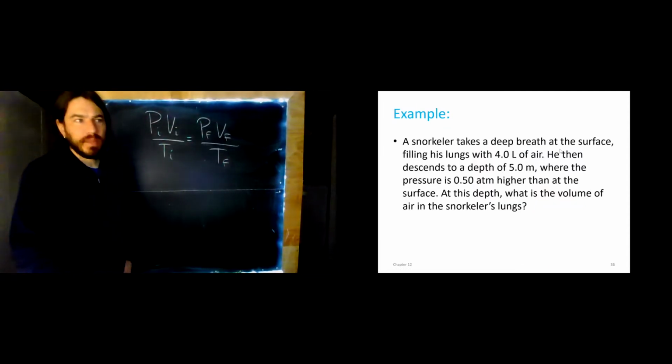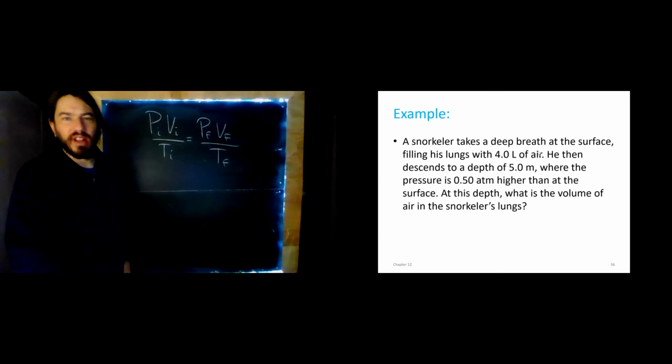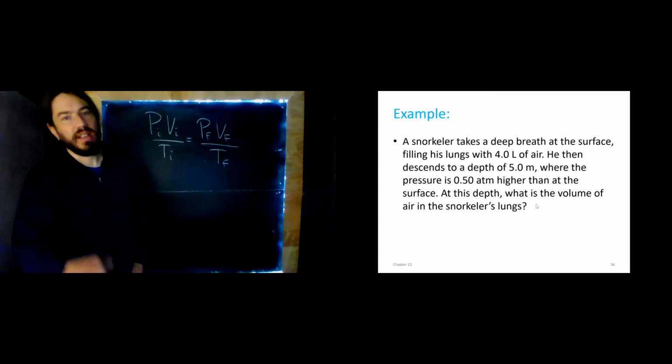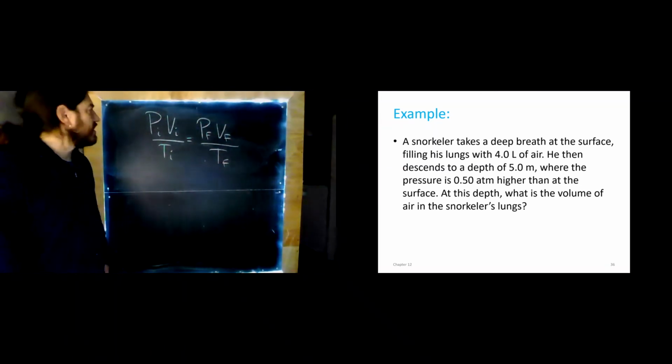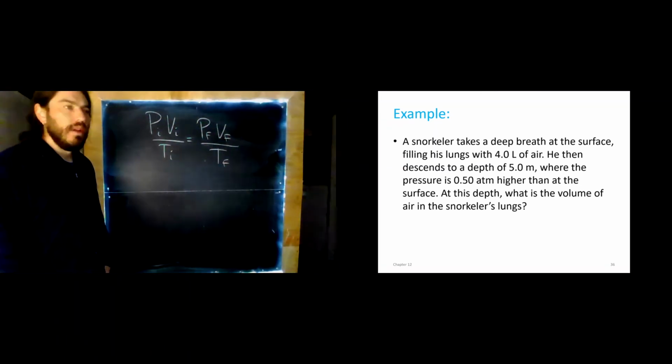Here's a quick example. I think there's a couple of pitfalls that I can demonstrate how to avoid here. A snorkeler takes a deep breath at the surface, filling his lungs with 4 liters of air. He then descends to a depth of 5 meters, where the pressure is 0.5 atmospheres higher than at the surface. At this depth, what is the volume of air in the snorkeler's lungs? Okay, well, what kind of a process is this? Is there any of these things that remains the same?